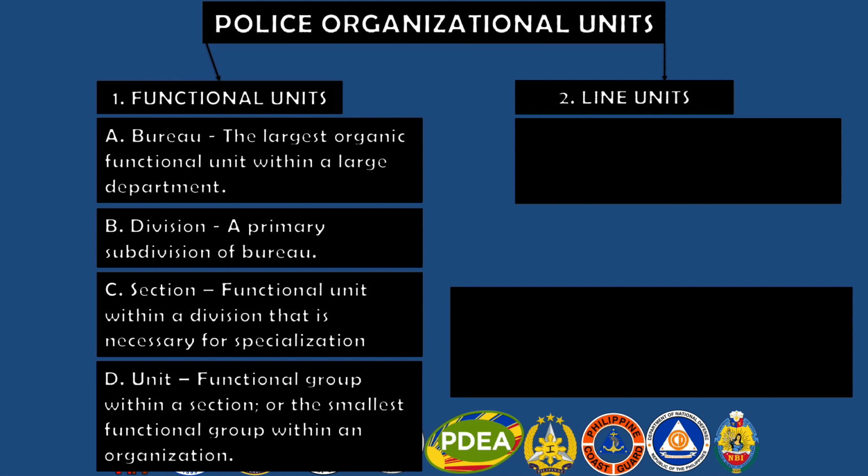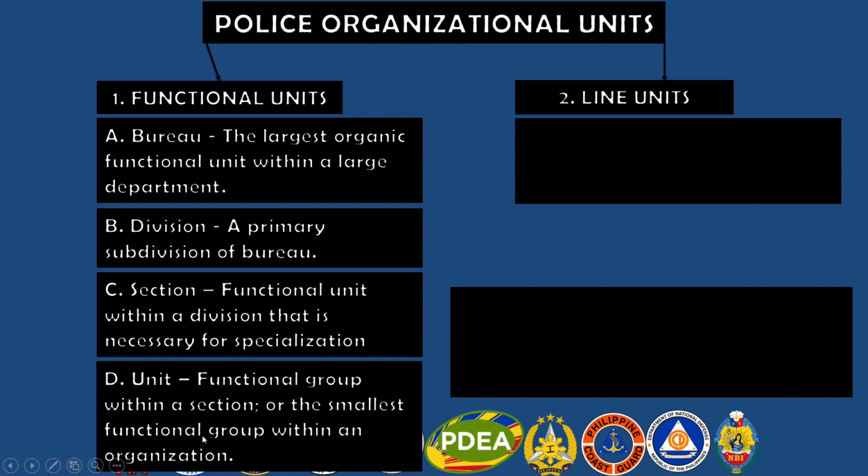Si PNP, nahahati pa yan sa mga divisions. Ito yung divisions, a primary subdivision of the bureau. And yung mga divisions sa PNP, nahahati pa yan sa mga sections. These are functional units within a division that are necessary for specialization or for their specific functions. And yung mga sections sa PNP, nahahati pa yan sa mga units. And those units are the smallest functional group within an organization.